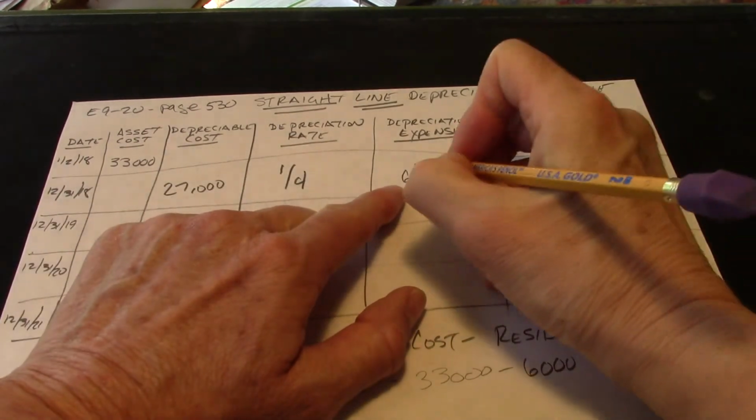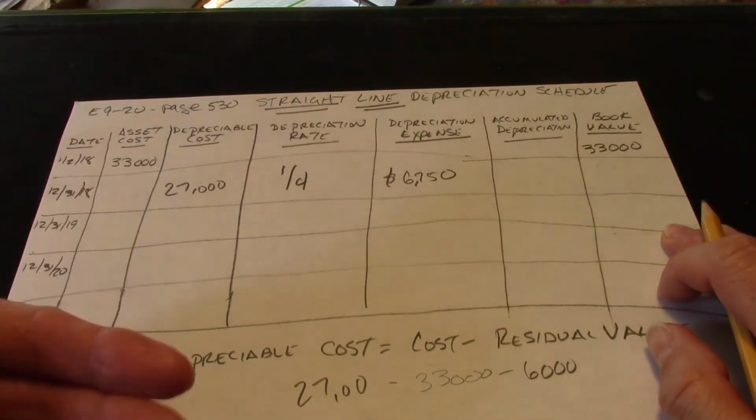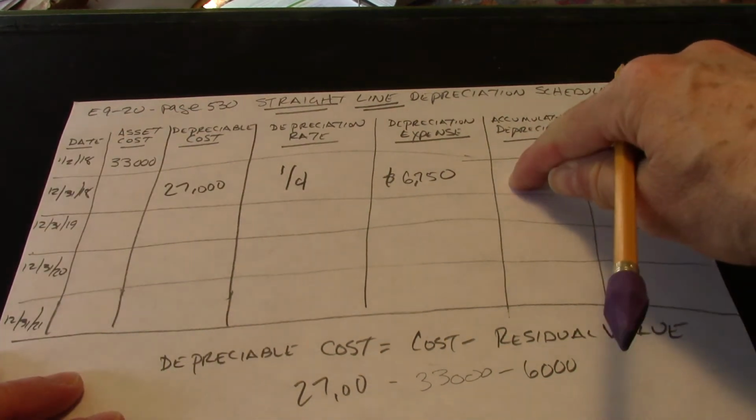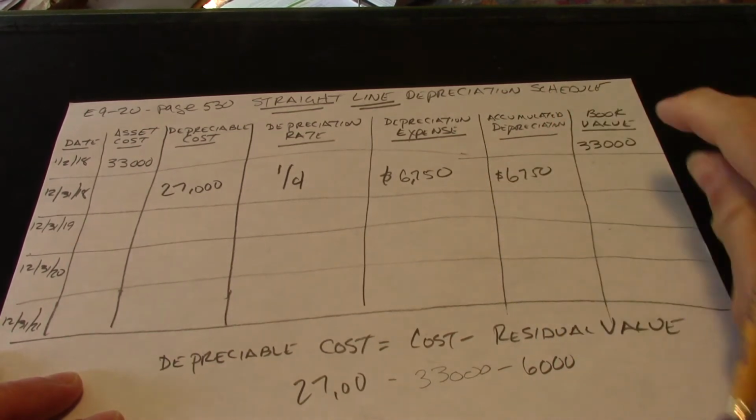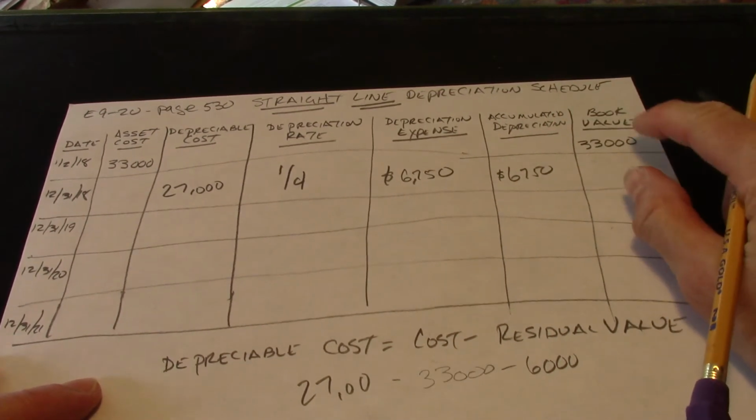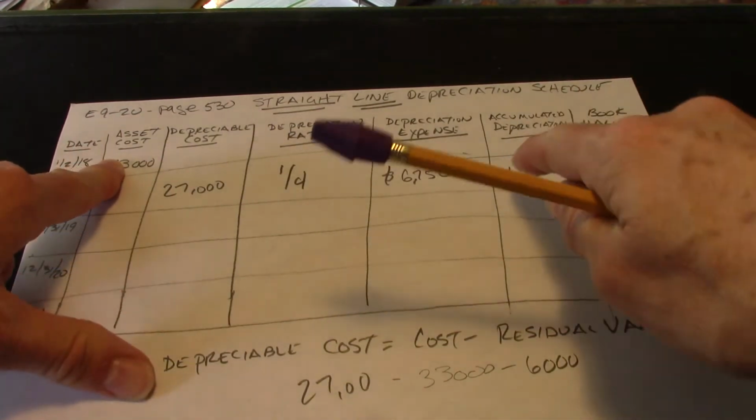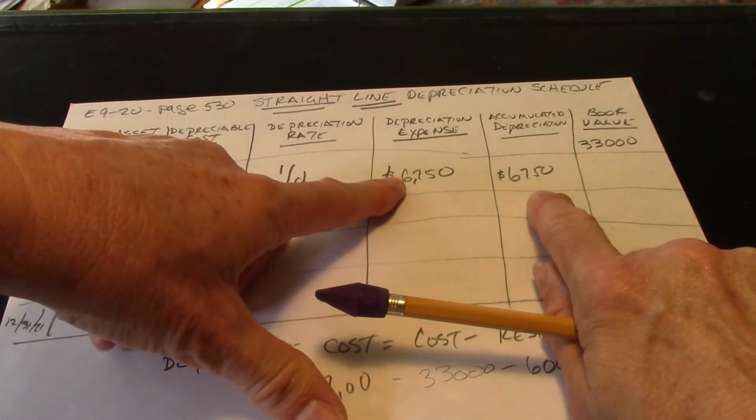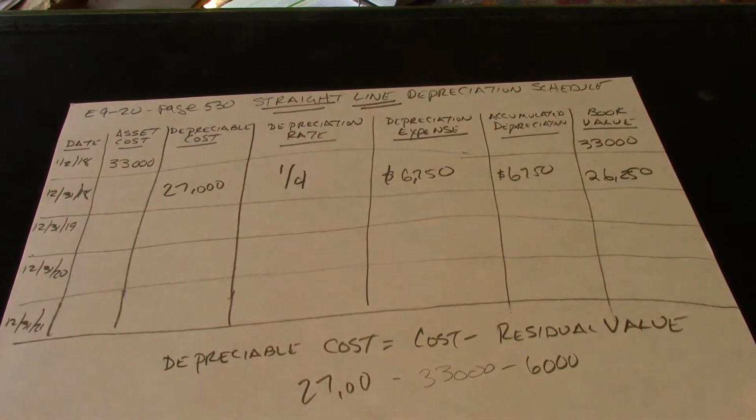Right? And now this will be the depreciation expense every year, because that's what straight line means. It goes in a straight line, right? So $6,750 every year. Our accumulated depreciation, well, this is the first year, so it's $6,750. Book value, the word book value just simply means cost minus accumulated depreciation. So $33,000 minus $6,750 equals $26,250. Alright, now we're going to do the same thing every year, right?